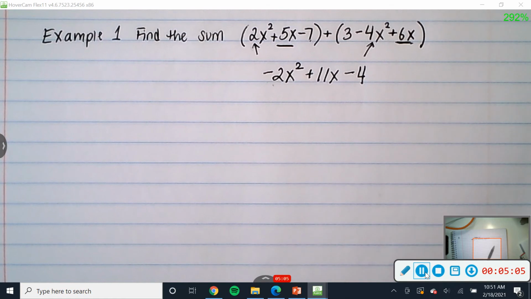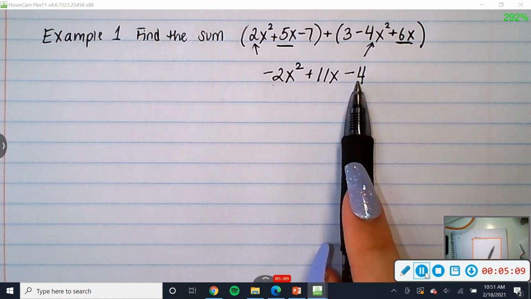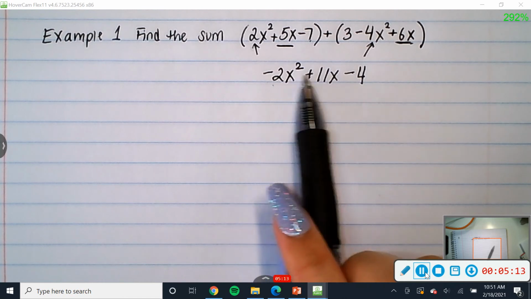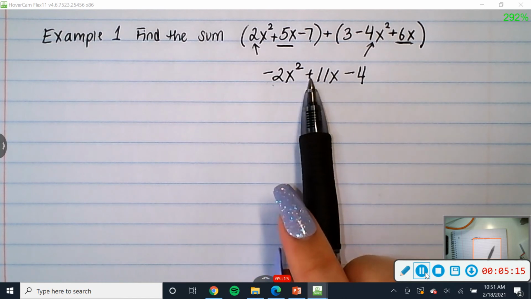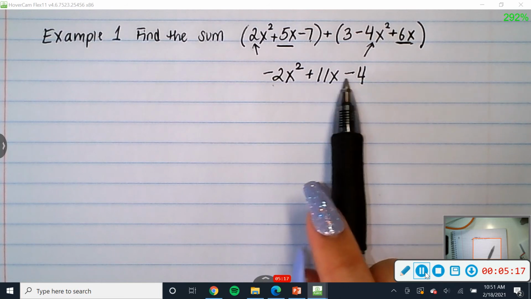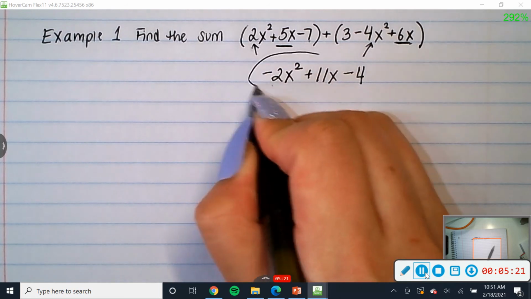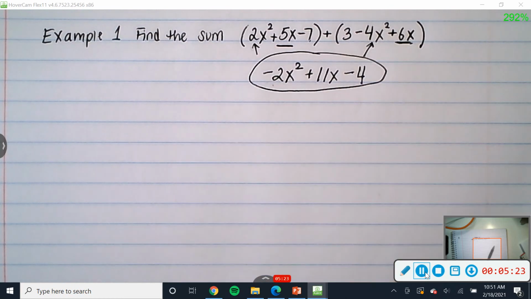So once I've added together everything that's a like term, notice I can't keep on adding here because these are not like terms. I can't add together these. They don't have the same exponents. I can't add together these because one's a variable, one's a number. So this would be our final answer. Once you find out you can't keep adding anything else, you will leave this as your final answer.